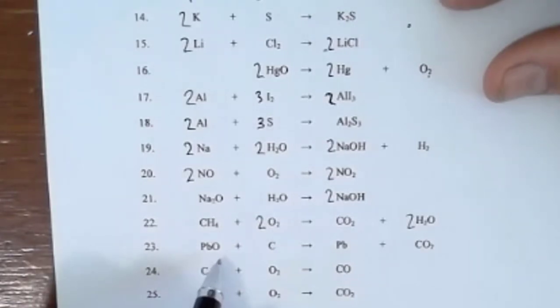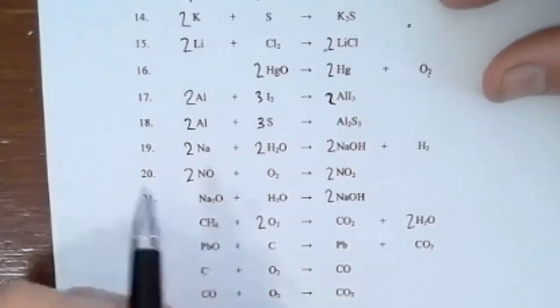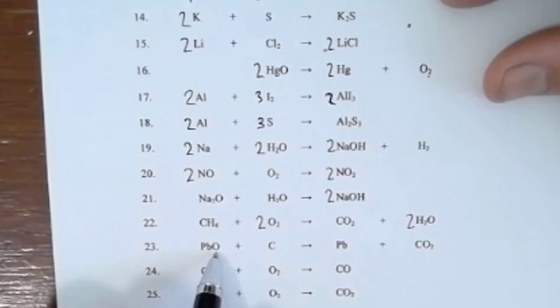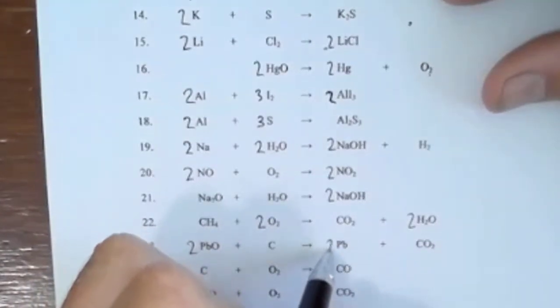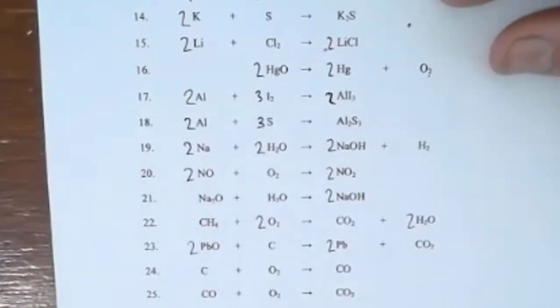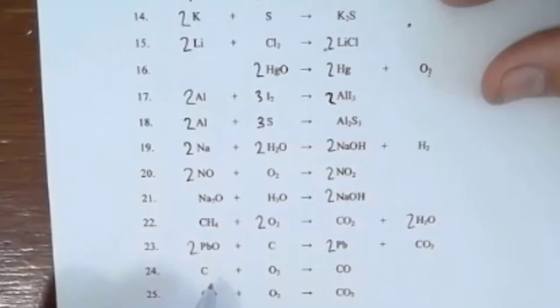Okay, lead oxide, PbO, and we've got 1 oxygen here and 2 oxygen here. So if I put a 2 here, we've balanced the number of oxygen. But now, of course, we haven't balanced our lead. So let's put a 2 here, and now we've balanced our lead as well.